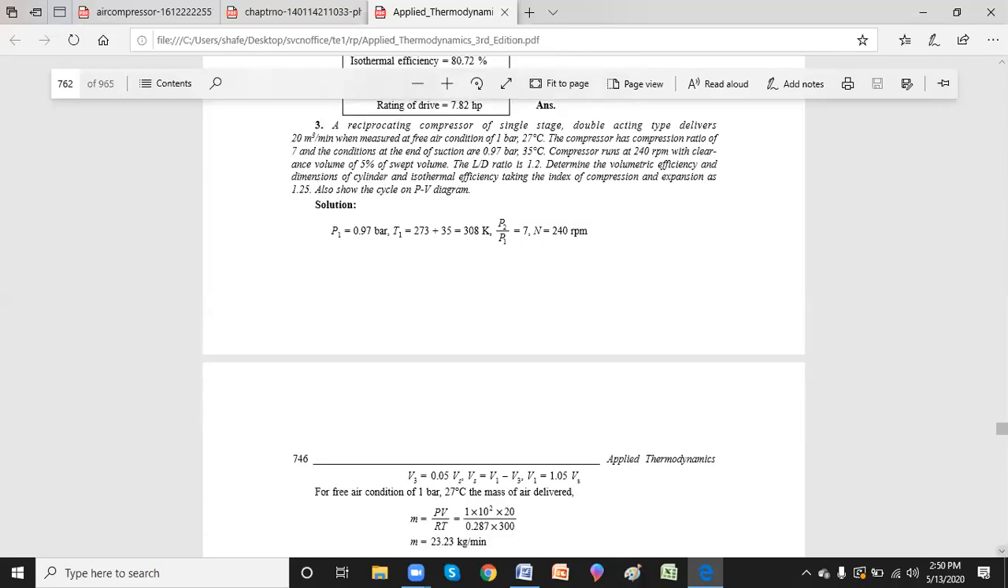For the time being, just go through this problem and see the solution. If you are able to understand it from our discussion of work done considering the clearance volume, then definitely you will. Otherwise, next session I will come back and we will see more problems based on work done considering clearance volume, as well as problems on multi-stage compression. I'll stop this session here.